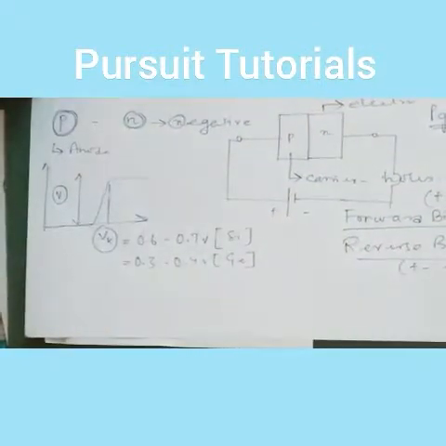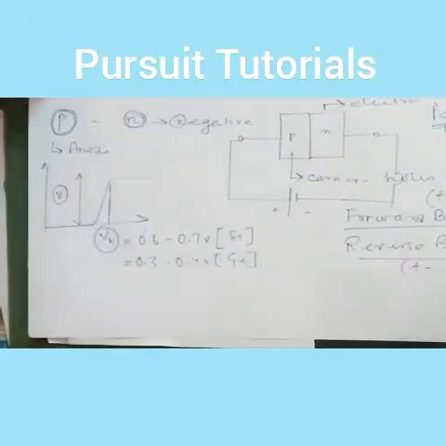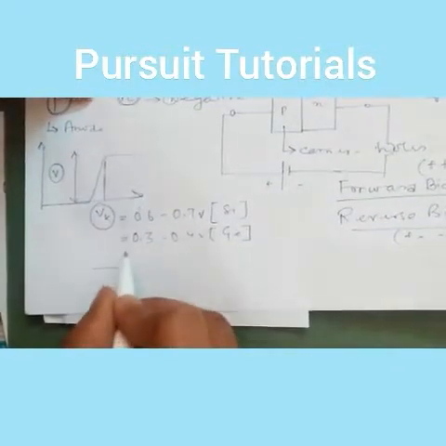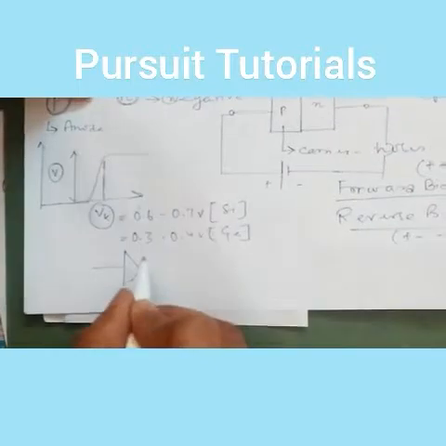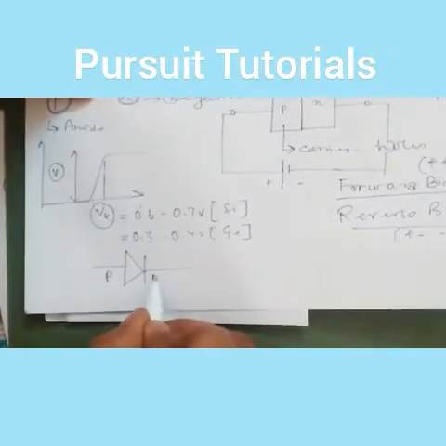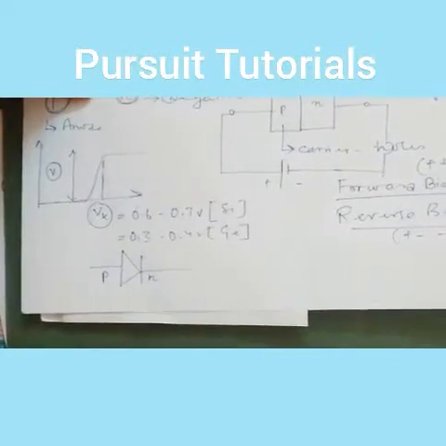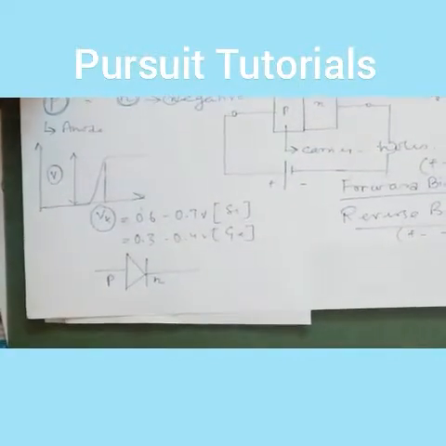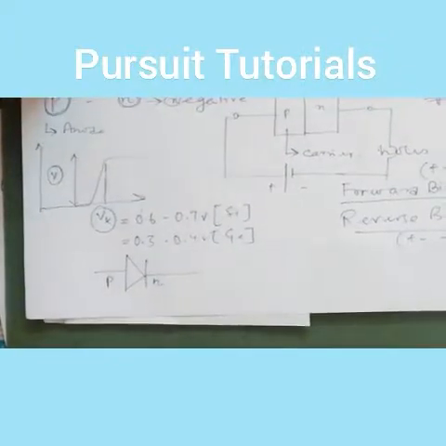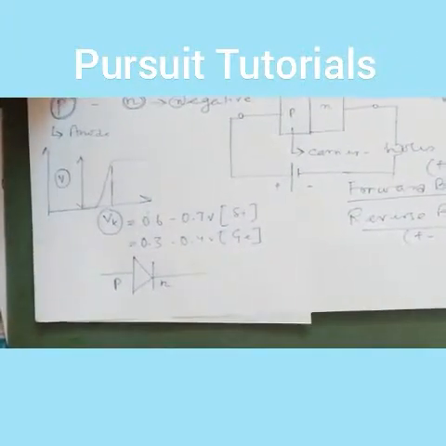Now, the symbol of a P-N junction diode is generally this. This is the P side, this is the N side, right? Now let us move to the next topic, that is the different kinds of connections of the P-N junction diode.